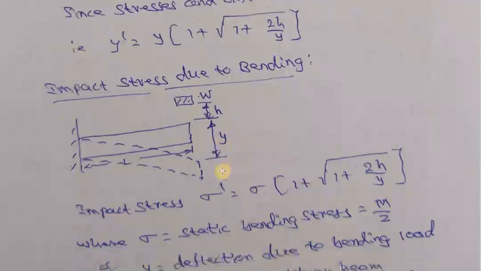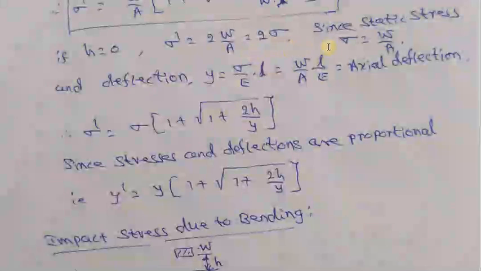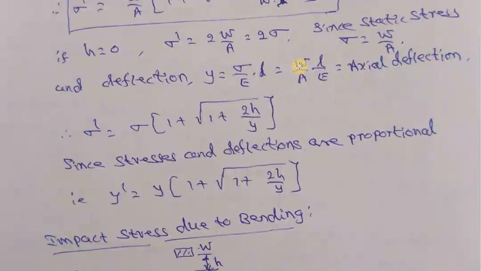So the same equation I will rewrite here: sigma dash, the instantaneous stress, is sigma into 1 plus square root of 1 plus 2h by y. This is the same equation applicable for the cantilever beam or otherwise for bending. So this is for bending stress analysis. But the way in which sigma and y are calculated is different. Sigma in the case of axial load is W by A and y is WL by AE, but here it is different.